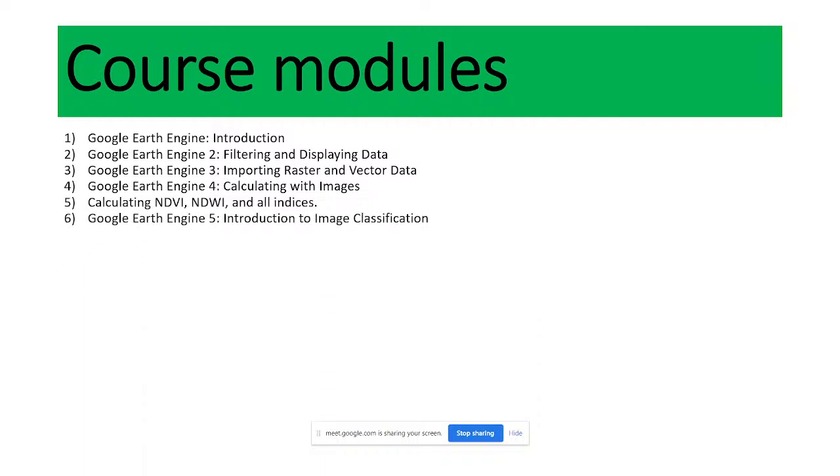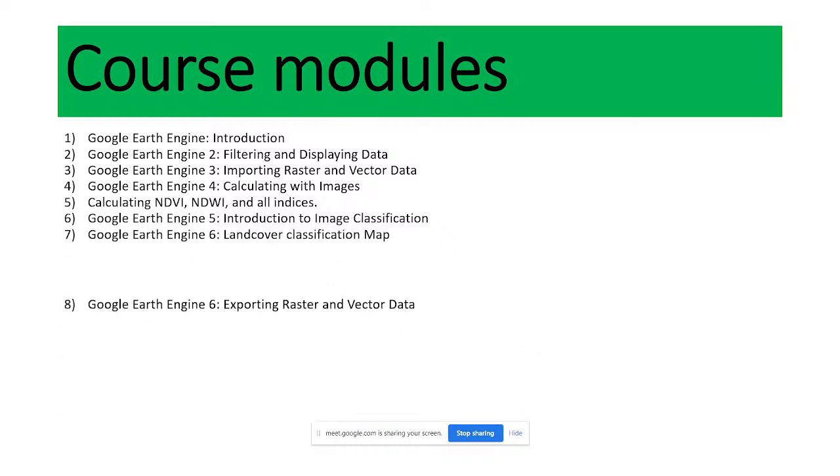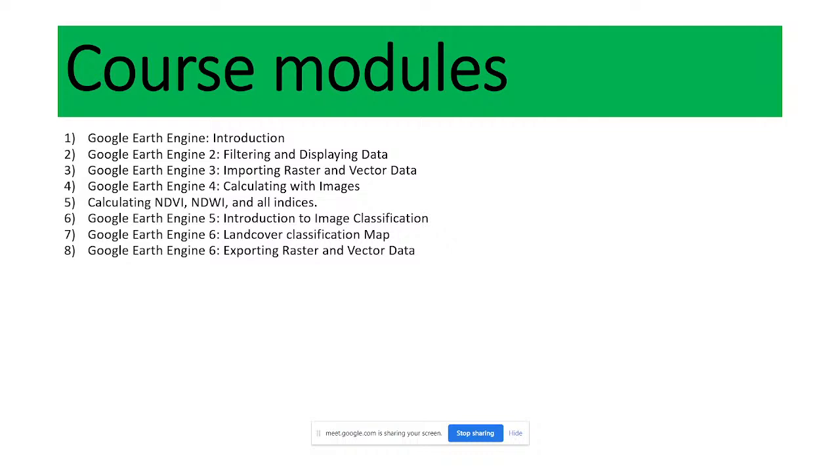Then I also try to show you image classification. How you can easily do different types of image classification and make a land use, land cover classification map. Then how you can easily export this raster and vector data. Mainly when you want to make different types of maps, we need to export the map as raster data, and we easily work with the raster data in ArcMap software for creating this map.